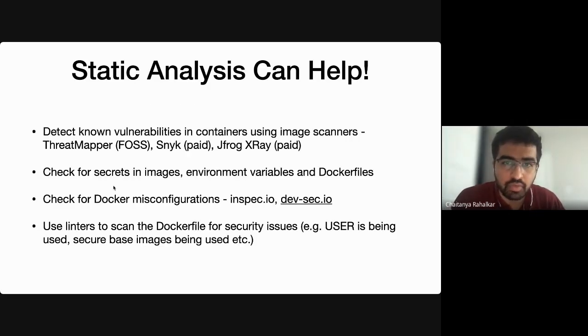And there is another way to see what's going on with your container, through static analysis. There are several tools like Threat Mapper and JFrog Xray that can analyze your Dockerfiles and your containers for secrets, just like what Nosey Parker does, but this is for Dockerfiles and containers specifically. There are also several websites that allow you to check for any Docker misconfigurations, and linters, obviously, to scan the Dockerfile for security issues while you're writing them.